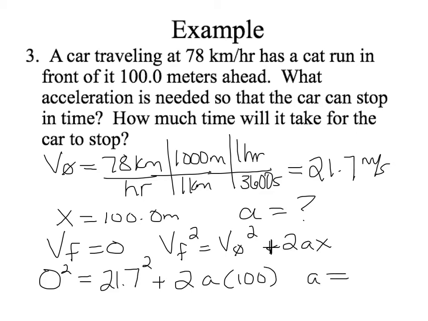Okay, so we're going to basically take 21.7, square it, subtract it over, divide by 2, divide by 100, and we get a negative 2.35 meters per second squared. And notice that makes sense because if you are slowing down to the right, which is, all indications from the problem, is that you are going to the right.